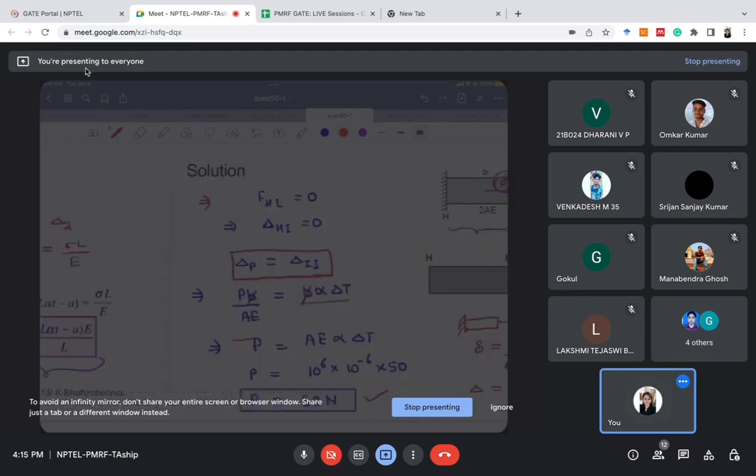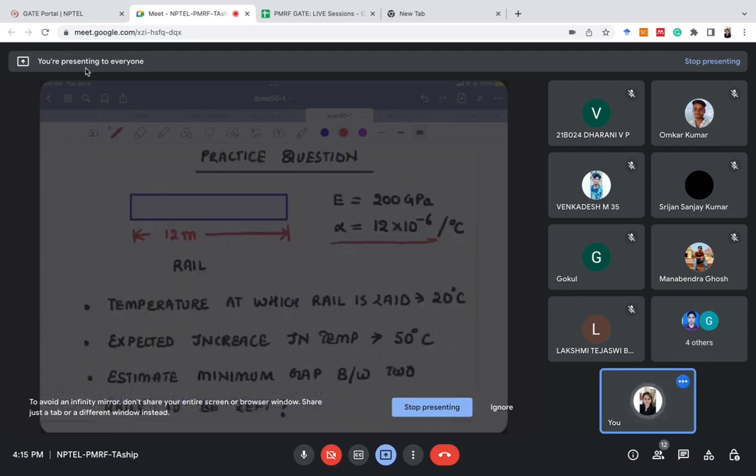Let's see. So this is the practice question I've given for you. In this question, it is given that a rail is laid. I hope everybody knows the railway track rail. That rail has a length of 12 meter. At the time of laying the rail, the temperature was 20 degrees Celsius.